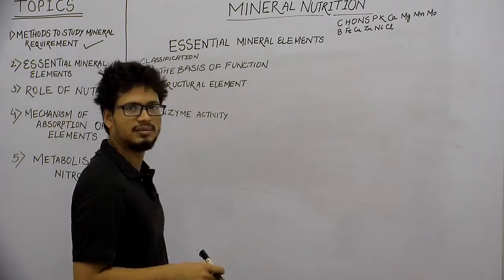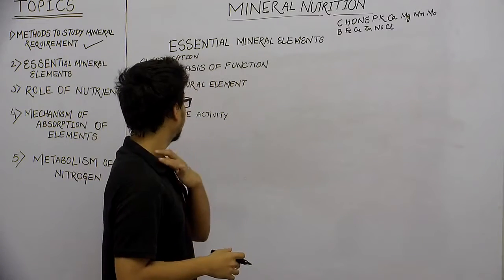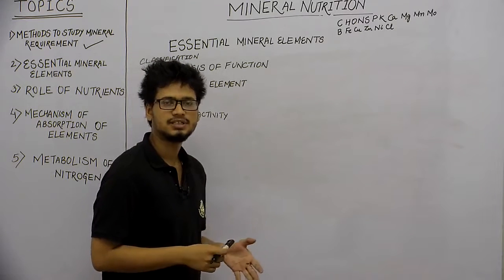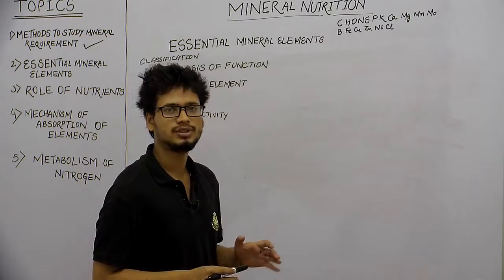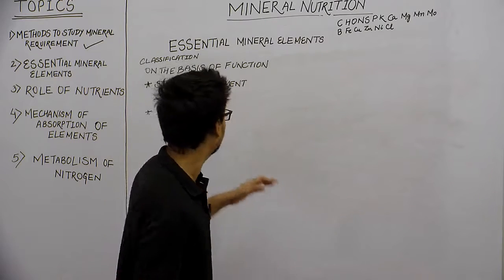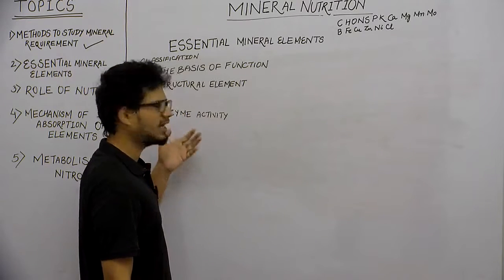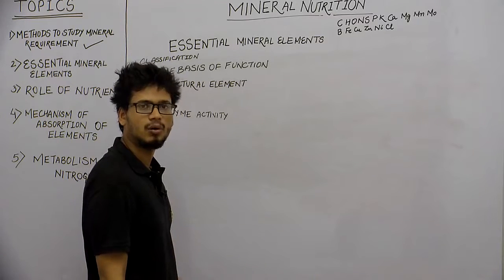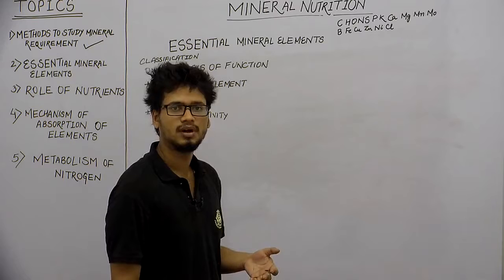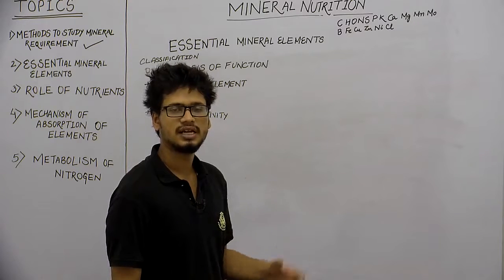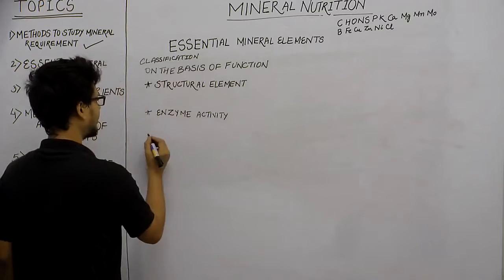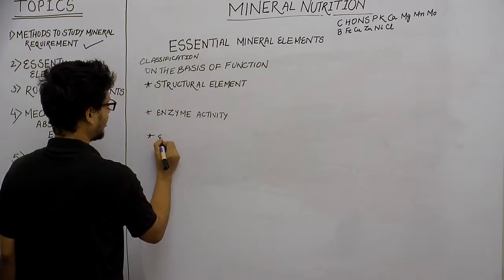There are some elements which act as promoters of enzyme activity. In their absence the enzyme may not function to its best of the ability. So some elements are required just for the functioning of enzymes, or they form a prosthetic group with the enzyme, because of which the enzyme's function is increased many times. The third we come across is energy related.